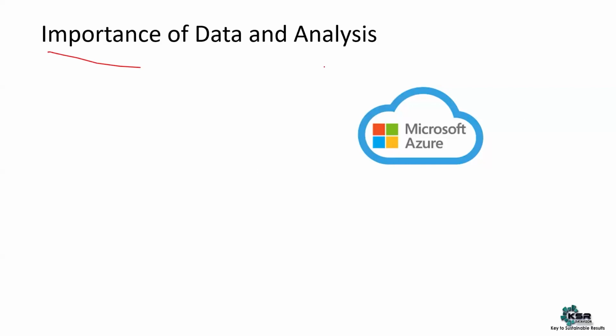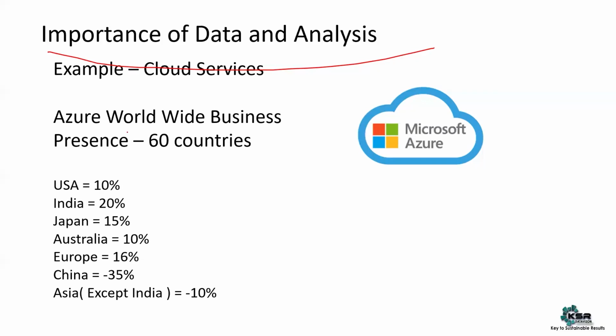First thing is, we have seen a few examples. Wherever there is some business, there is some data. Wherever there is data, that business wants to improve. That specific organization or company, to improve their business, has to go back and analyze the data. So, just an example.